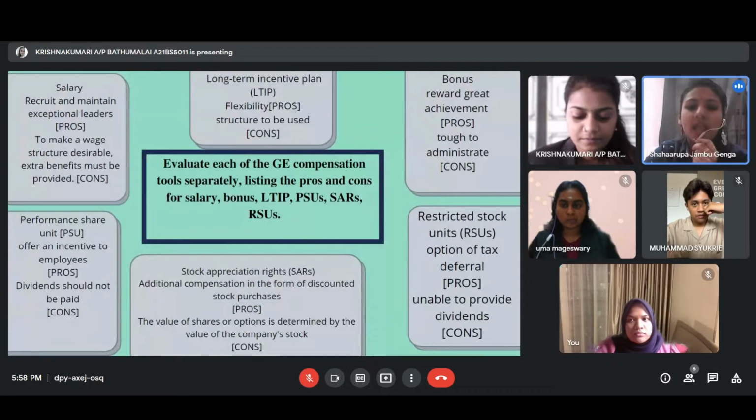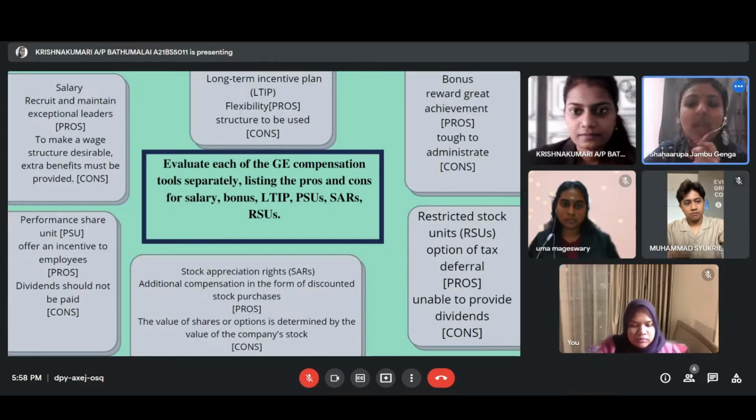Next, we would like to look at SARs pros. The first one is additional compensation in the form of discounted stock purchases. Next, less expensive and easier for the firm than providing cash. And the last one is generates a new set of investors interested in purchasing the company stock. While the cons is that the value of shares or options is determined by the value of the company stock. Next, a drop in stock prices might discourage employees, resulting in lower productivity.